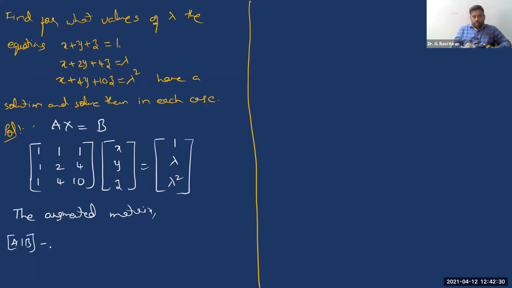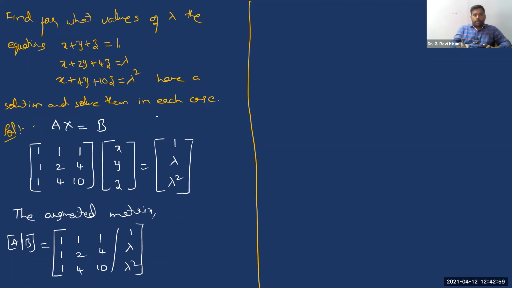So AB is equal to, see how much it is, 1 1 1. I'm just writing the matrix here first, 1 2 4, then the last row 1 4 10. So along with matrix A, we have the last column as 1, lambda, lambda square. Right now, this is what you call the matrix form.